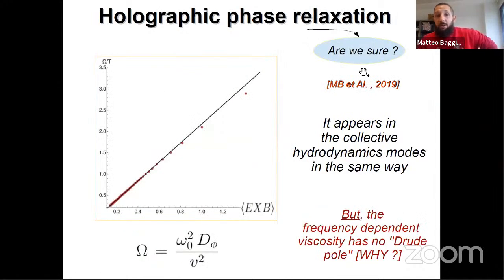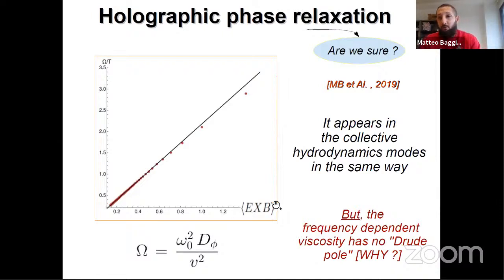So on the contrary, what I just told you, and I emphasize again now, in this holographic model, what we find out is that basically this phase relaxation is a feature of explicit breaking. It appears exactly in the same way as phase relaxation should appear, but is proportional to the explicit breaking. Plus, and this can be seen very simply from this universal relation that I mentioned before, because you know that the mass of the phonon is proportional itself to the explicit breaking. So basically from this relation, you see that also capital omega has to be.